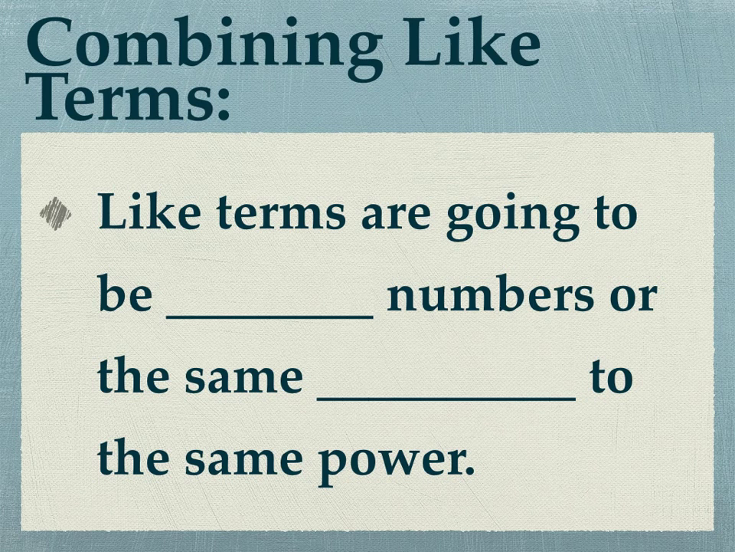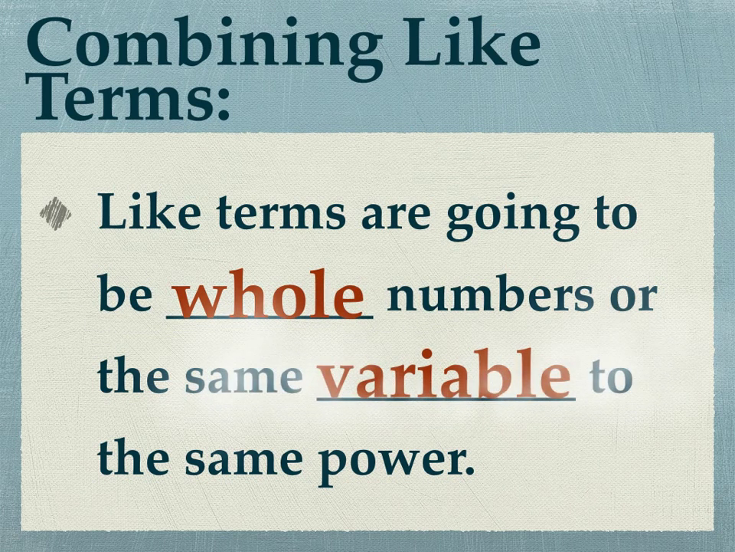Like terms are whole numbers or the same variable to the same power. That means that a 3x and a 4x, for example, would be like terms. However, if you had a 3x squared and a 4x, those would not be like terms, because the 3x is being squared and the 4x is just raised to the first power. So they would not be like terms.